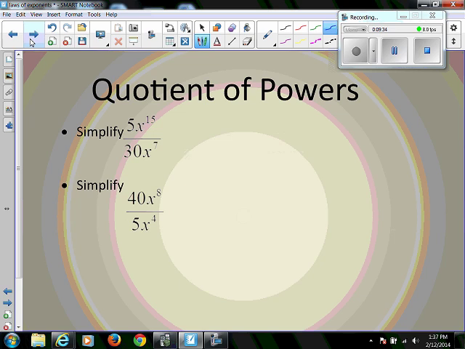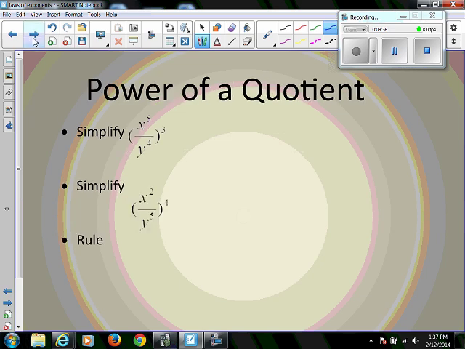Power of a quotient. Let's look at this one. Does it look like a couple that we've already done? Well, let's split this up. X to the 5th raised to the 3rd power over y to the 4th. Let's just look at the numerator. Does that look like a rule? We're just going to multiply my exponents, do the same thing in the denominator, x to the 15th, y to the 12th.